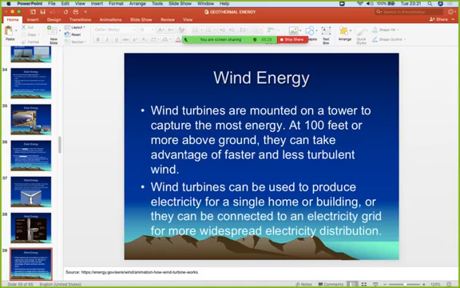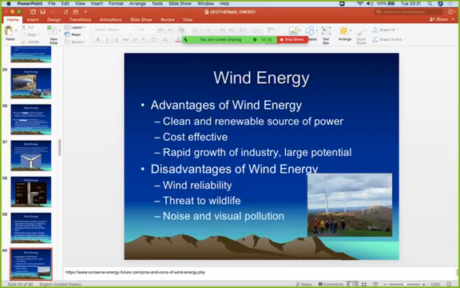So wind turbines can be used to produce electricity for a single home or building. It can be connected to an electricity grid, just like what happened here. So this is the wind energy. So you can see a series of towers here. You can see that also in a lot of movies. Even the helicopter will pass through this wind turbine windmill.